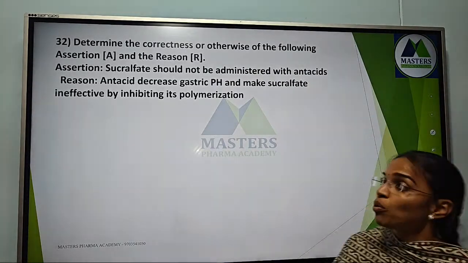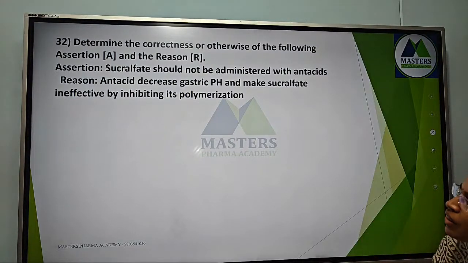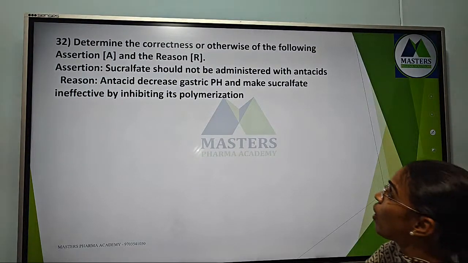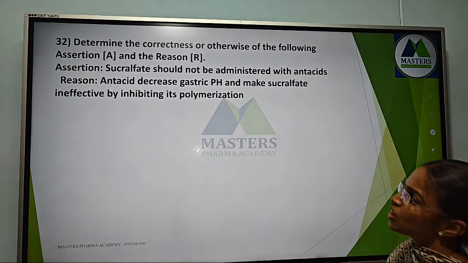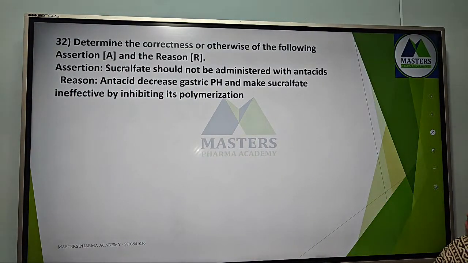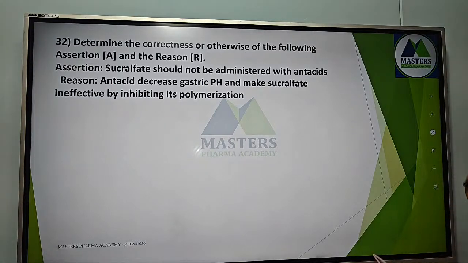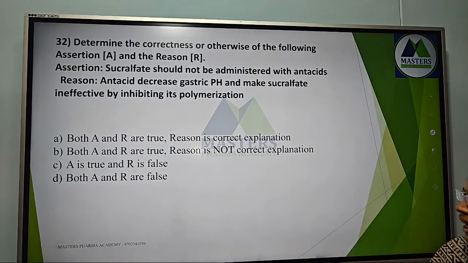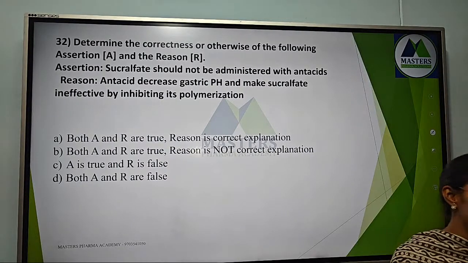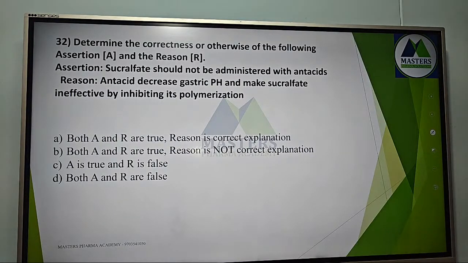And one more assertion, reasoning. Question number 32 is determine the correctness or otherwise of the following assertion and reason. The assertion is sucralfate should not be administered with antacids. Reason: antacid decreases gastric pH and makes sucralfate ineffective by inhibiting its polymerization. So we'll see the options. A and R are true, reason is correct explanation. A and R are true, reason is not correct explanation. A is true, R is false. Both A and R are false. What is the right answer?